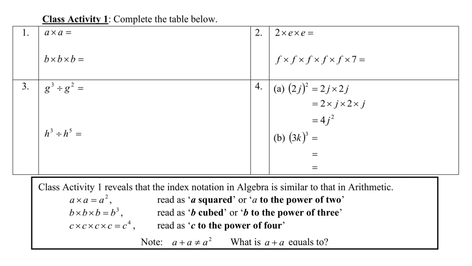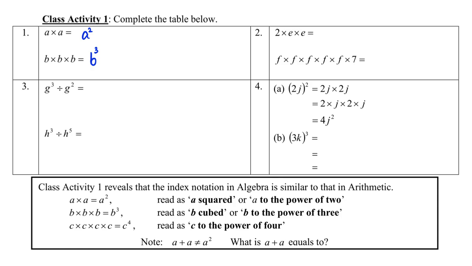Alright, so the very first question, question 1: a times a is a to the power of 2. b times b times b, we multiply by b 3 times, so b to the power of 3.